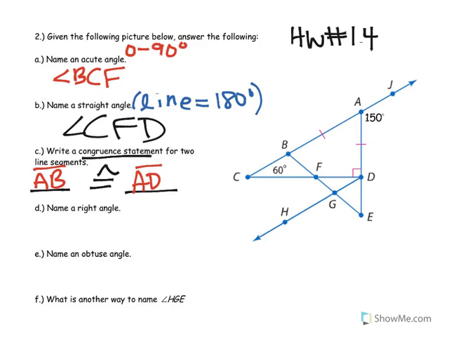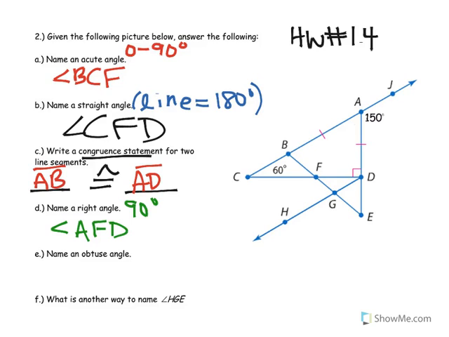All right, letter D. It says name a right angle. Well, right away, a right angle is 90 degrees. We're looking for that box, right? So I see the box in the corner of an angle right there. That means that this is my 90-degree angle. It is angle AFD. Okay, we're almost done.